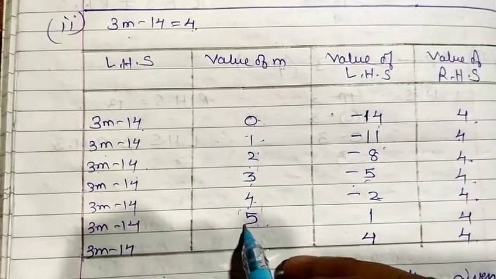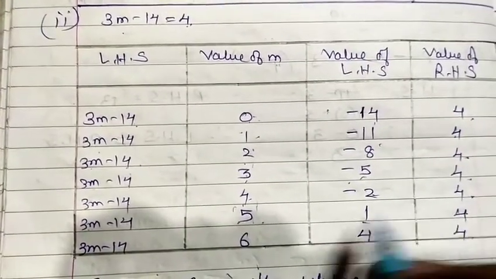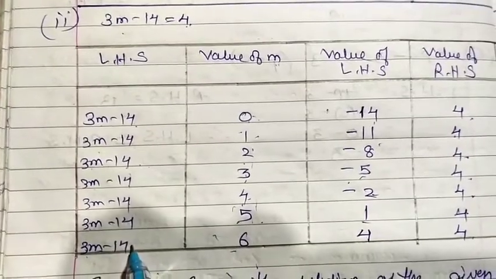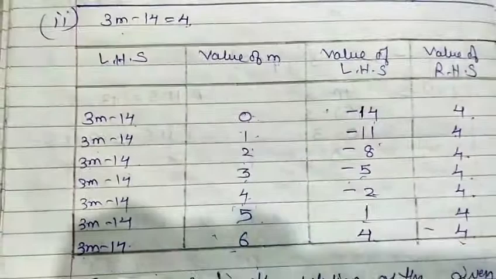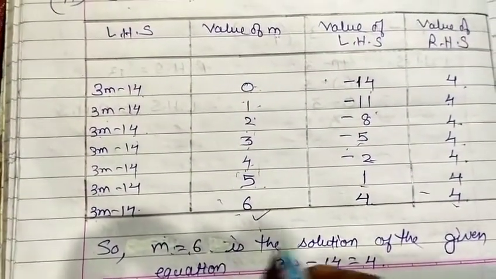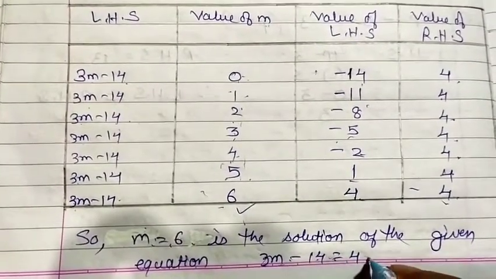Then take 5. 3 5s are 15. 15 minus 14 is 1, which is not equal to 4. Then take 6. That is 3 6s are 18. 18 minus 14 is 4, which is equal to 4. We got our value. That means we can say that the value of m, which is equal to 6, is the solution of the given equation, that is 3m minus 14 equals 4.